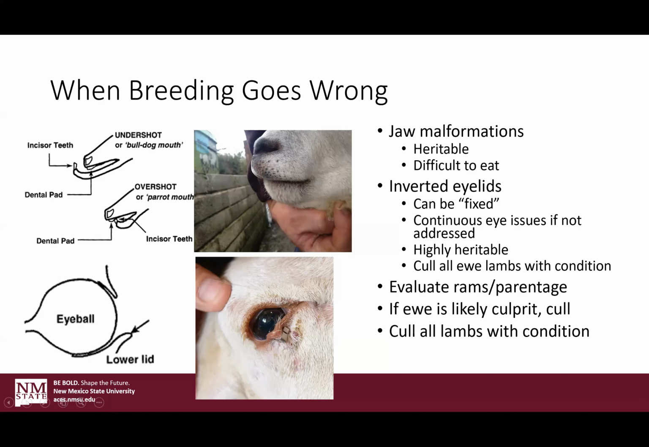And hopefully the person you're buying a ram from, this is one that if they get it fixed, you may not be able to detect when you buy him. Certainly the mouth issues are, but evaluate that. And then when you have one of these issues crop up, you really want to figure out who the daddy is. And if it doesn't seem like he is the culprit, that it was just a random recessive gene that reared its ugly head, it might be the ewe. Either way, these animals need to go.